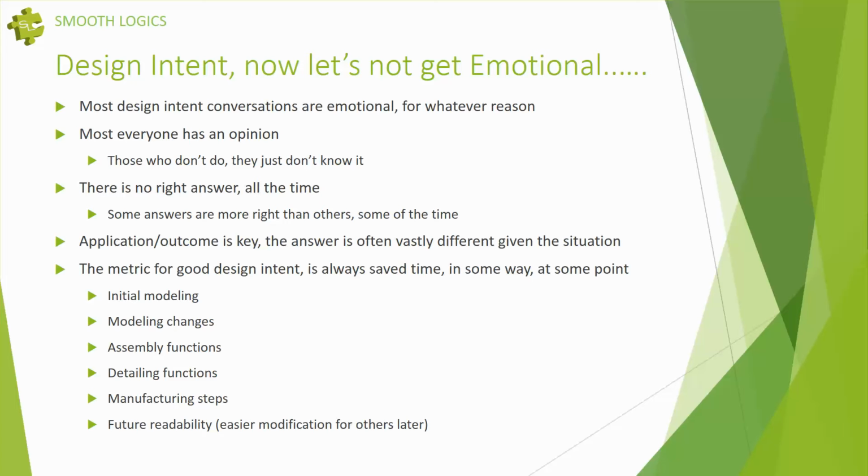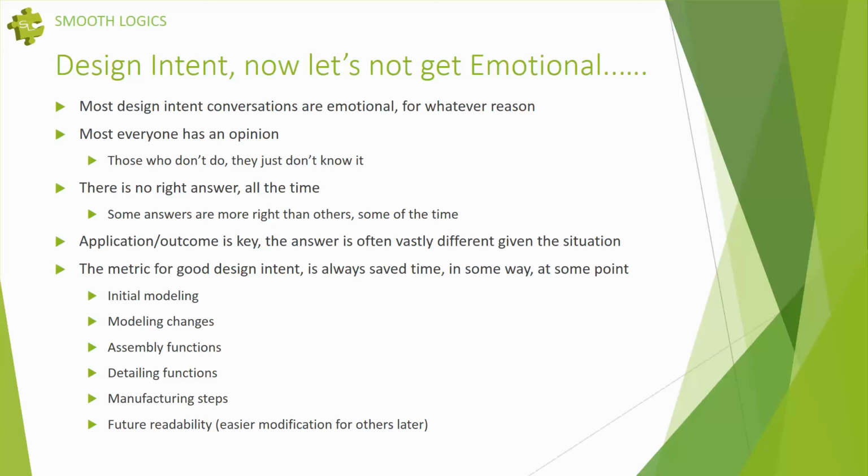But application outcome is always key. At the end of the day, we need geometry. How we get that geometry is totally up to your discretion, but we want to get that geometry as good as possible, as intelligently as possible. And so here's some of my metrics for design intent. At the end of the day, design intent always comes down to time savings, is kind of what I keep preaching. If you can do something faster, reliably, a different way, then that's probably your good design intent.